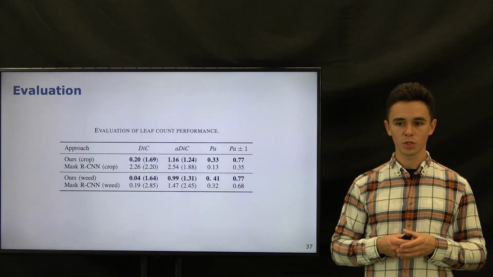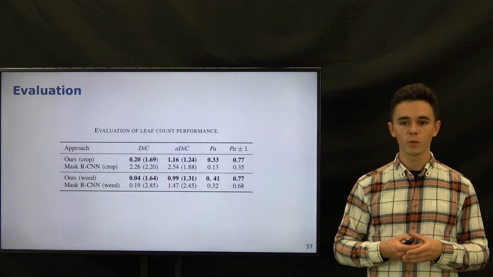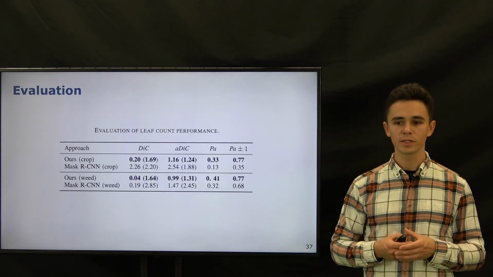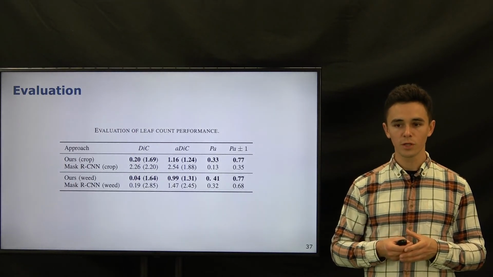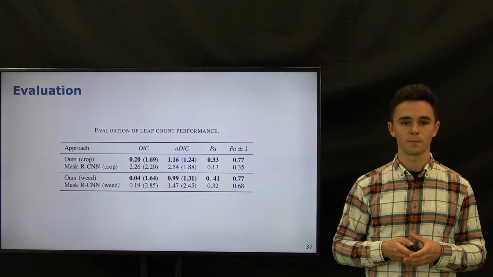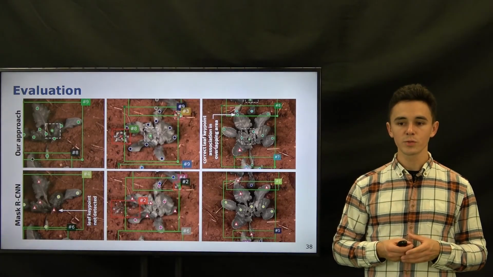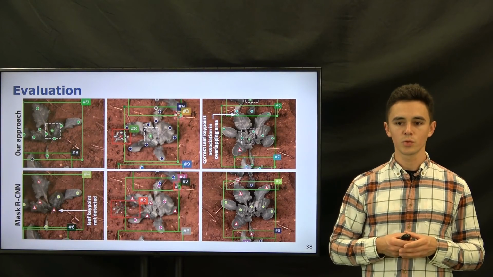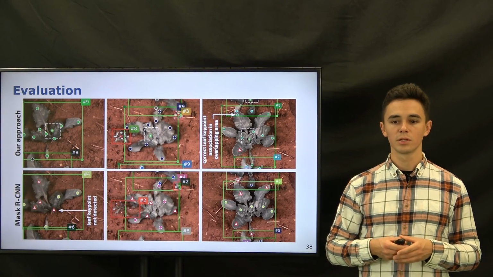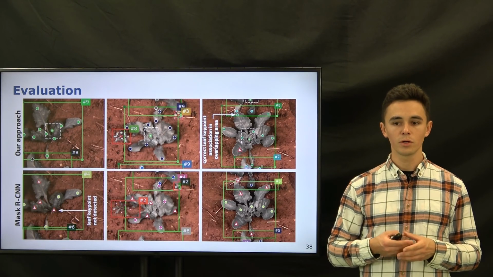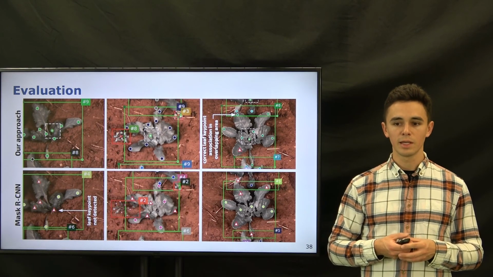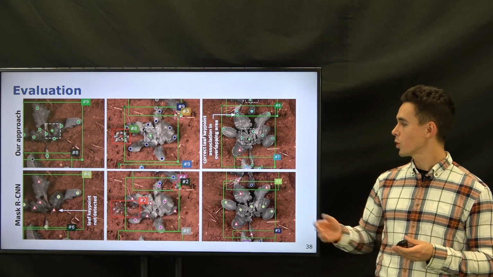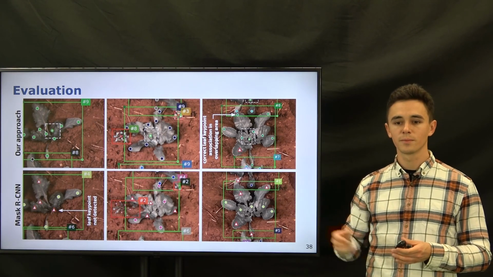Qualitative results show that our model outperforms mask RCNN in all metrics, leading to a more accurate leaf count with a higher precision. In comparison with our approach, mask RCNN is not able to detect all leaf key points of crops nor weeds, and is also less accurate if crops start to overlap.